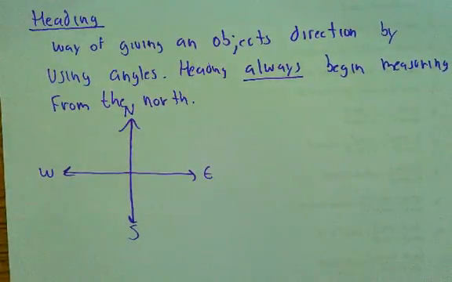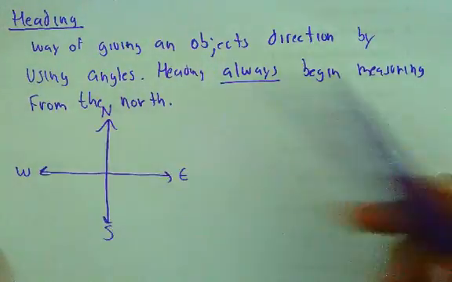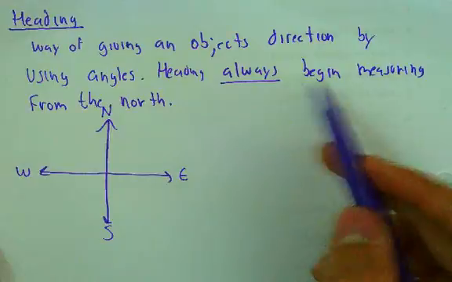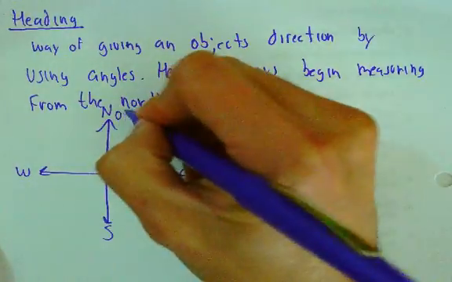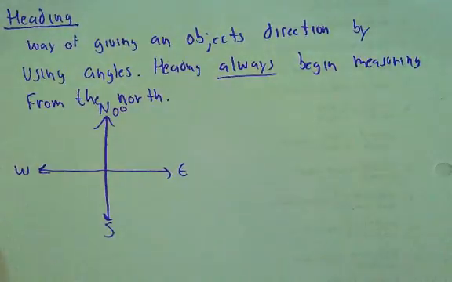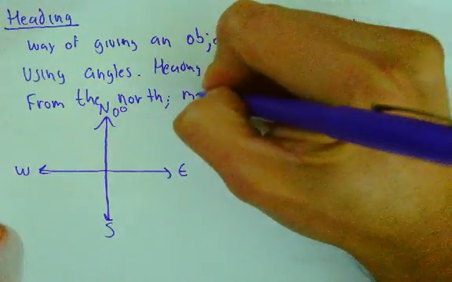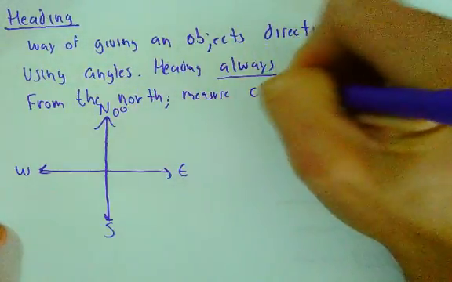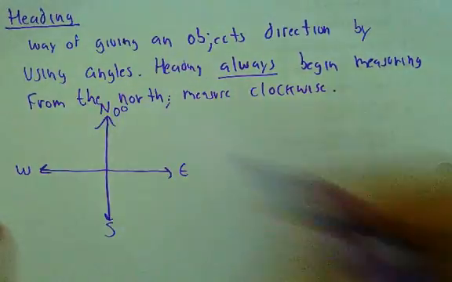Hopefully you have. It says that it is a way of giving a direction using angles, but angles always begin measuring from the north. So what that means is that the north is considered 0 degrees. Okay? And you measure clockwise. Okay? Which means that you have to go in this direction.